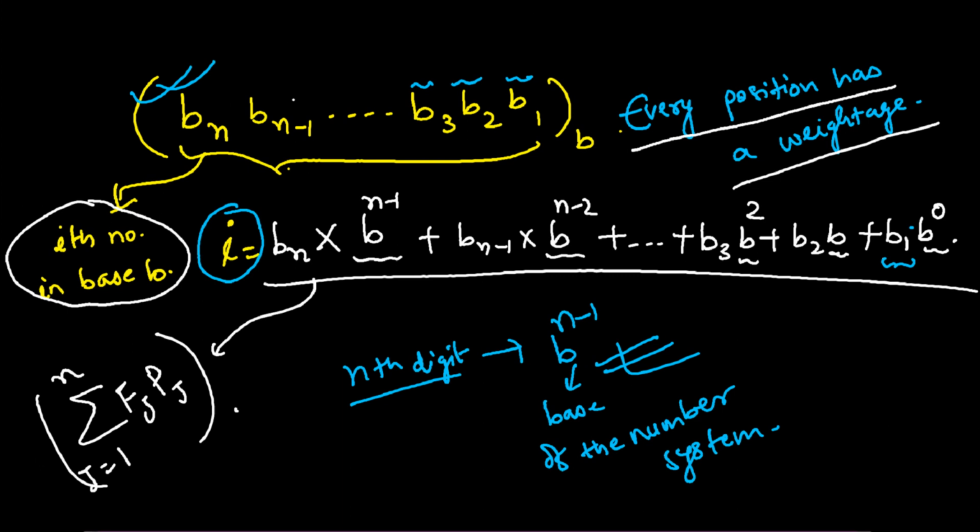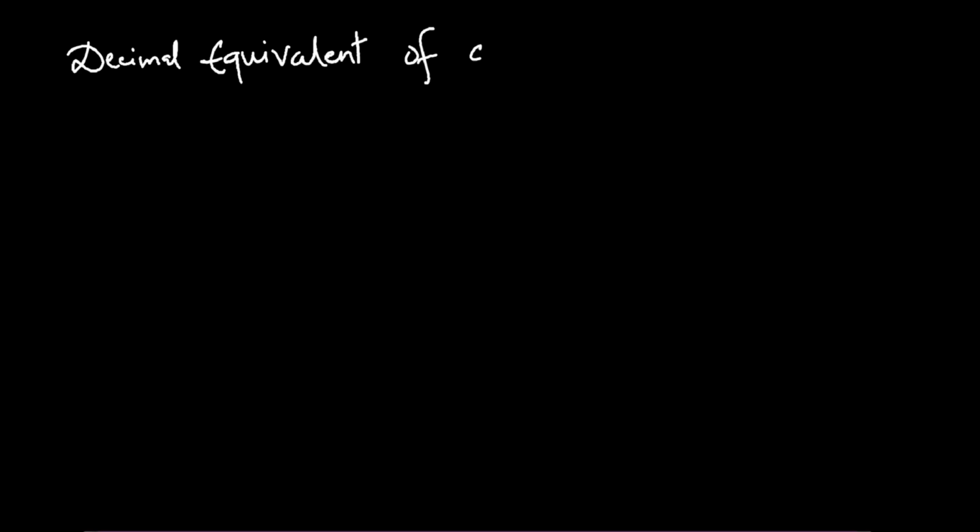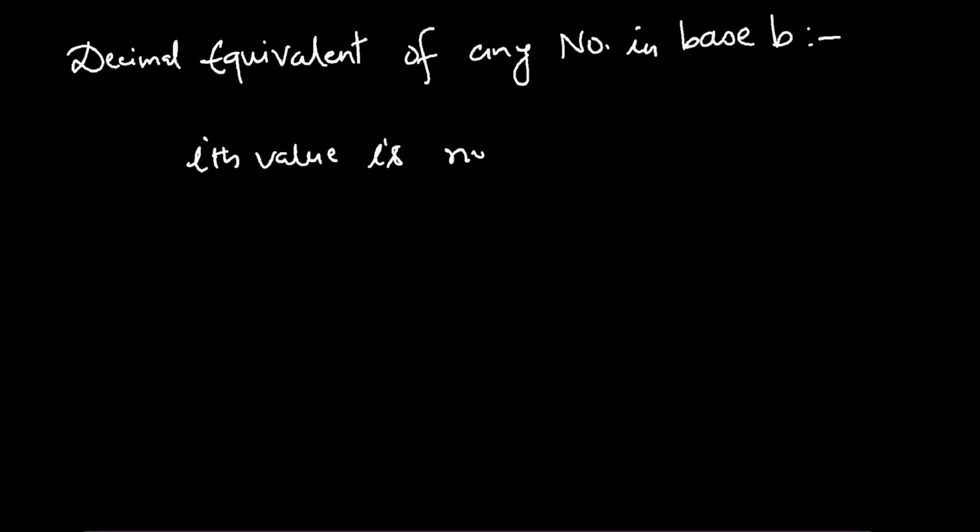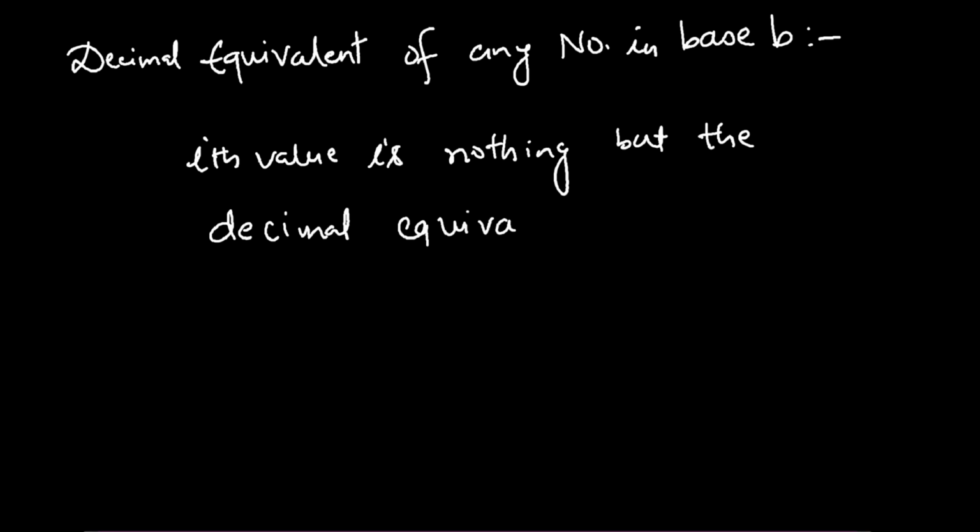I hope you get this point. How can you get the decimal equivalent of any number in base B? Just find the ith value, which is nothing but the decimal equivalent.